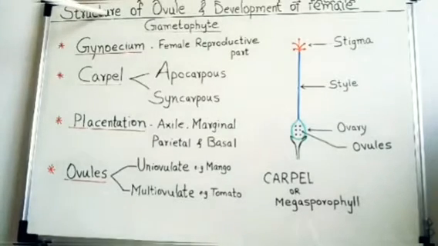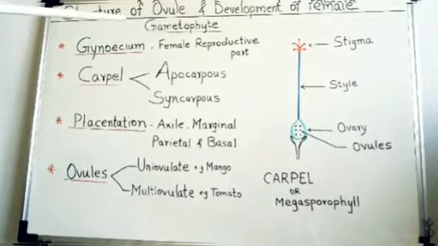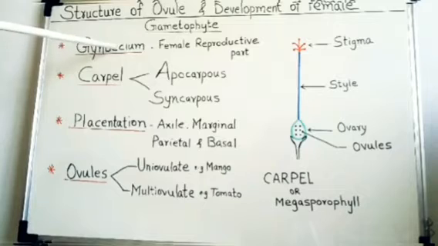Students, our today's topic is structure of ovule and development of female gametophyte. But before coming to this topic, we must know what is gynoecium. If you remember, in our first lecture, we have studied different floral whorls, that is calyx, corolla, androecium and gynoecium. That means this gynoecium is the last floral whorl, and number wise it is the fourth floral whorl. Also this is the innermost floral whorl.